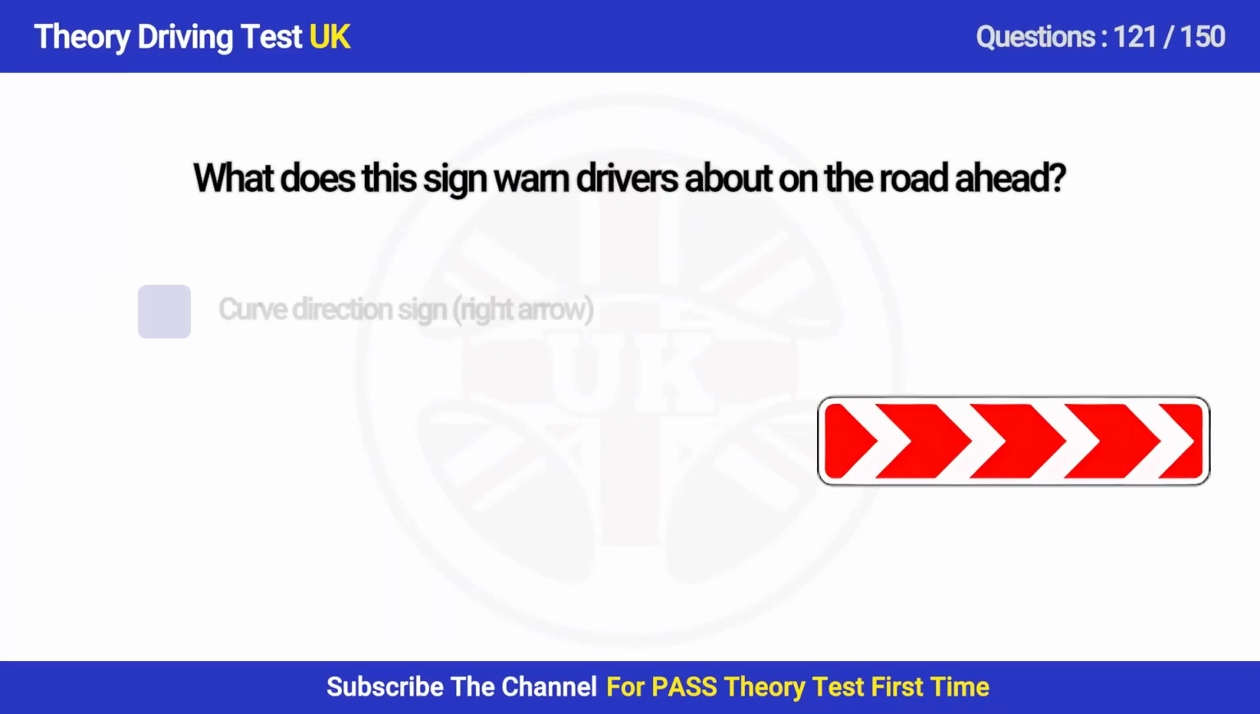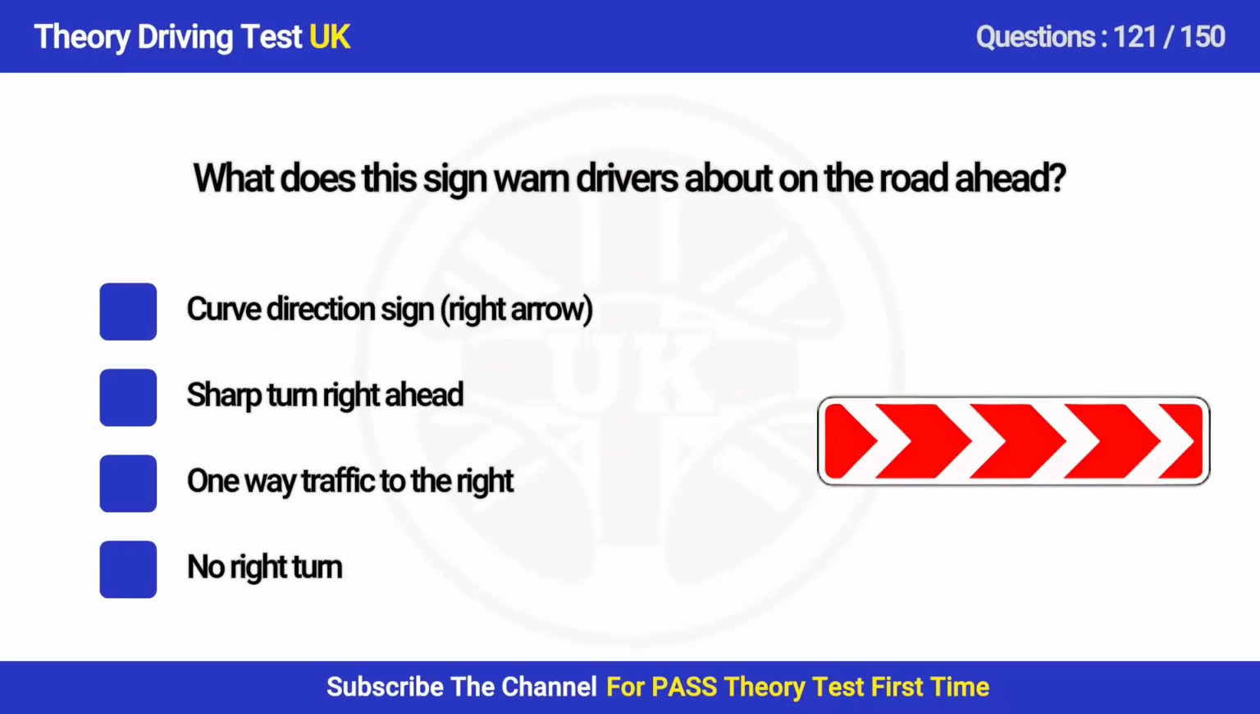Question 121. What does this sign warn drivers about on the road ahead? A. Curve direction sign, right arrow. B. Sharp turn right ahead. C. One-way traffic to the right. D. No right turn.